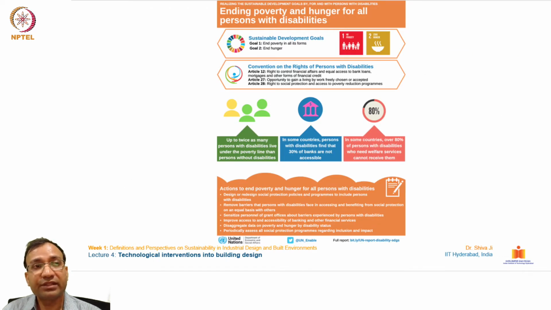Next to this, you can see in this graphic over here, this talks about ending poverty and hunger for all persons with disabilities. So particularly this is talking about people with disabilities. There are these two SDGs you can see over here, those are displayed over here. So these are the first and second, ending poverty and ending hunger.